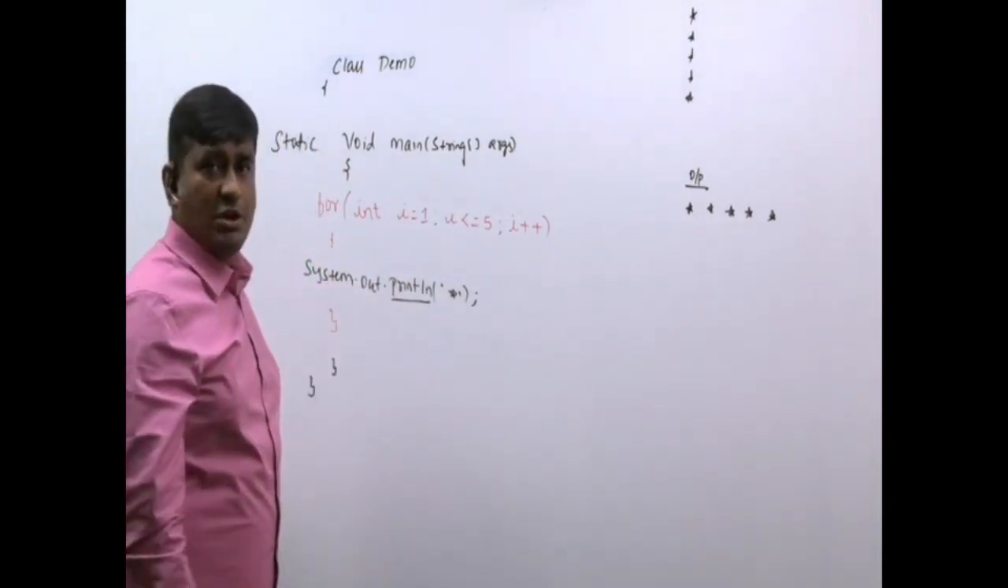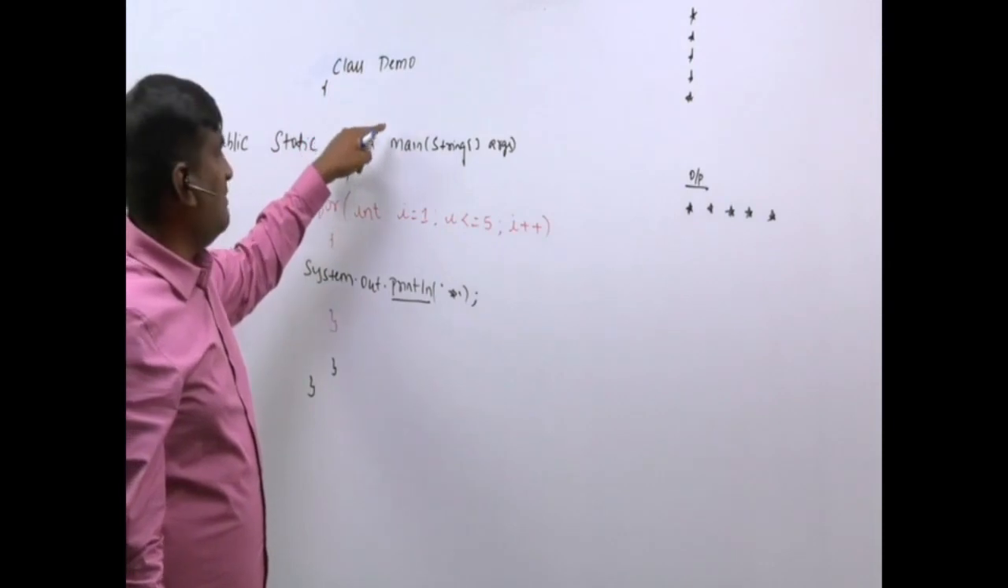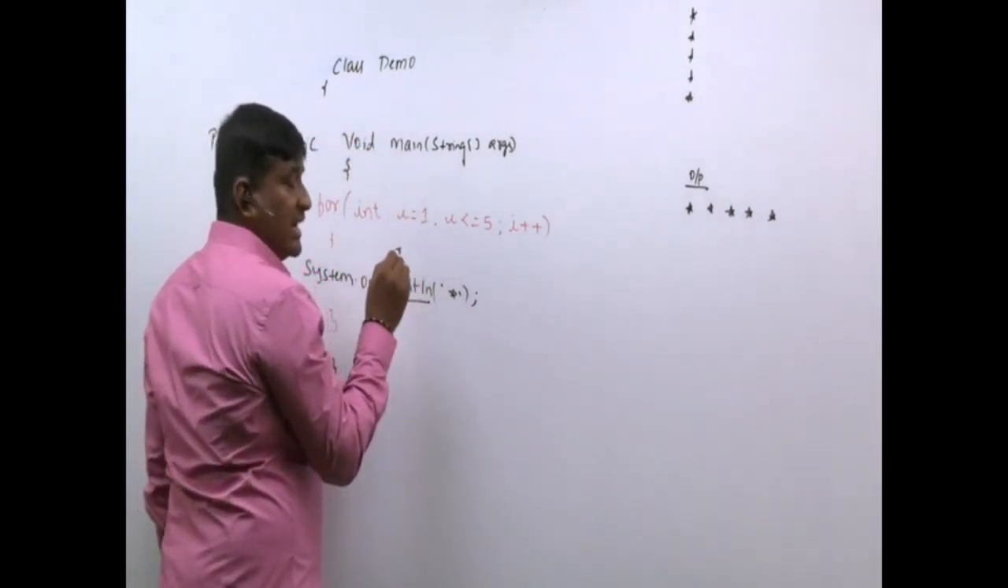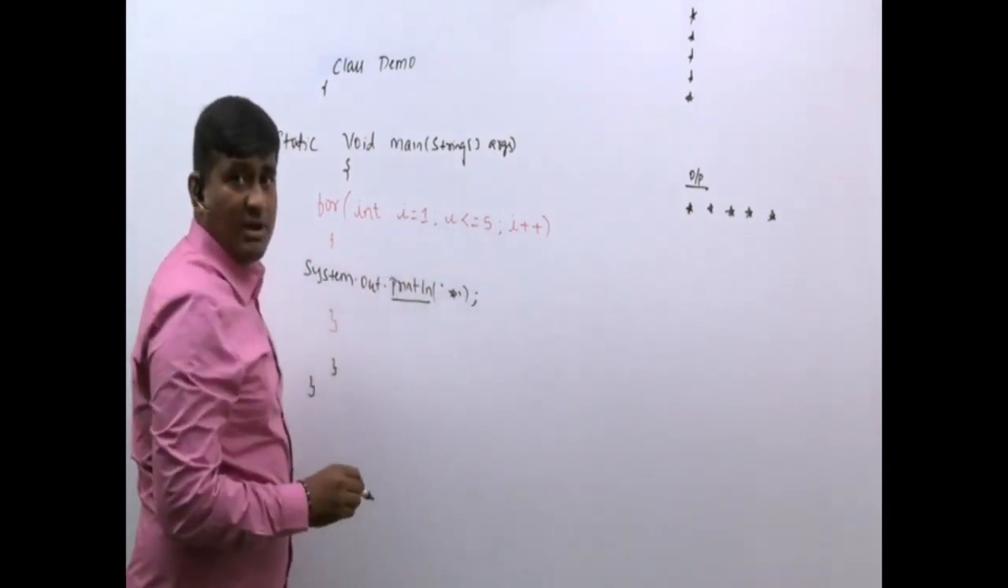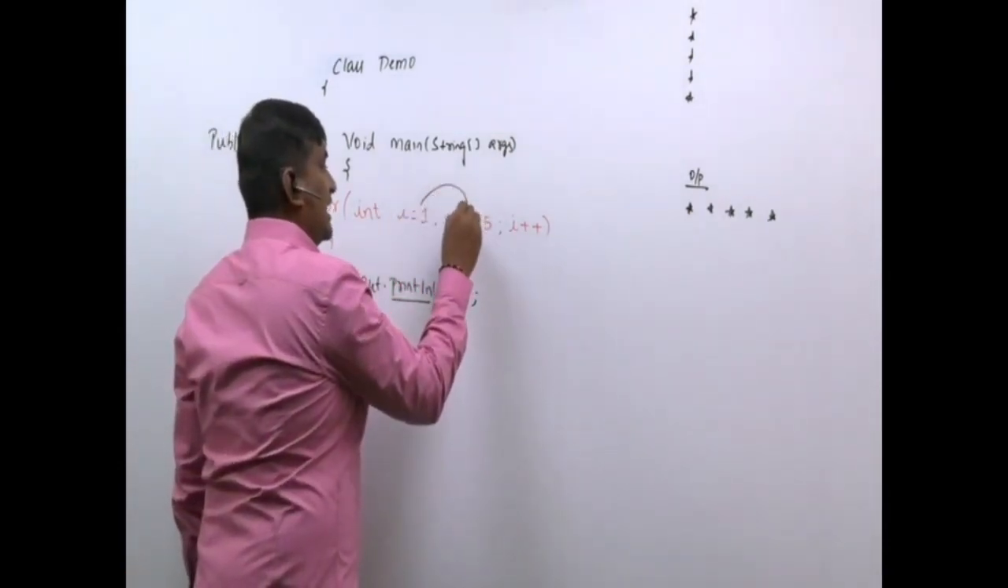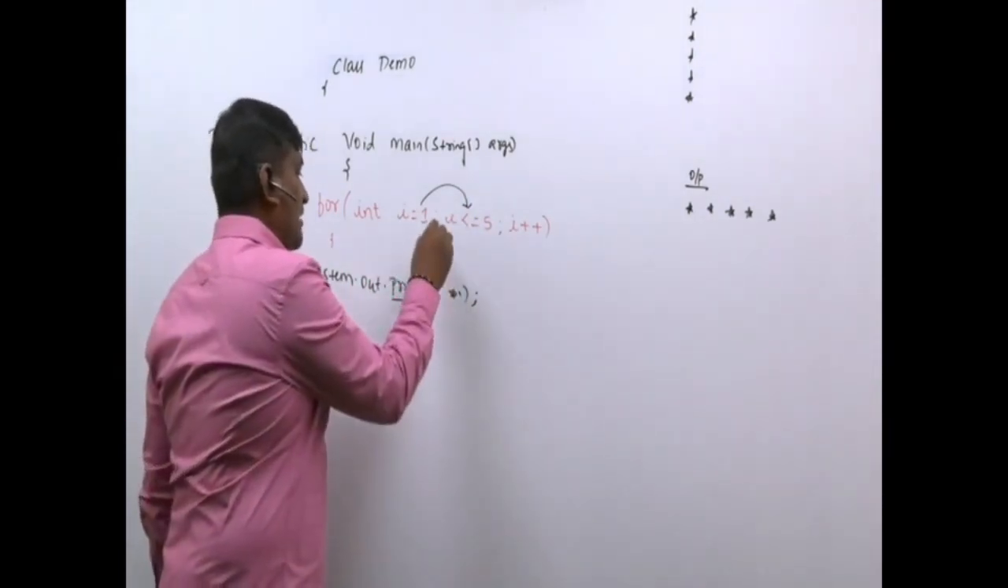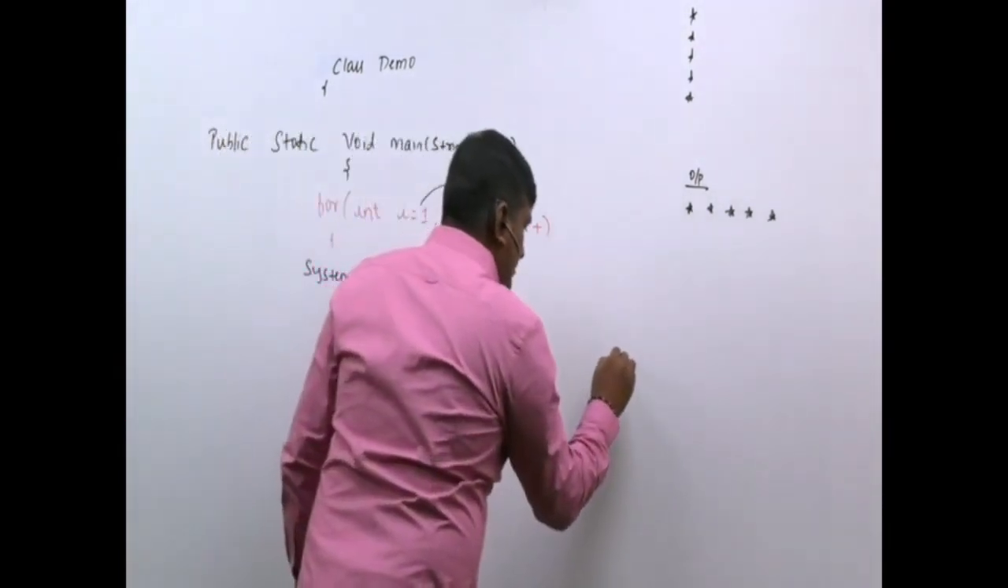As normal, when I execute, the control is given to the main method. The control will come inside the main method. Now, first the initialization will get executed. So i value becomes how much? 1. Next, it will check the condition. So i value is 1. Is 1 less than or equal to 5? Yes. It will come inside and print star.